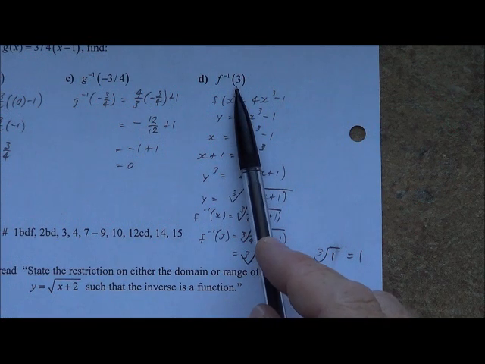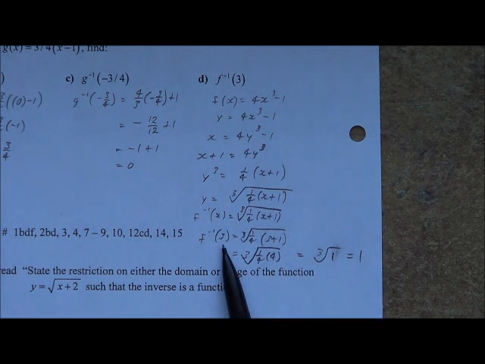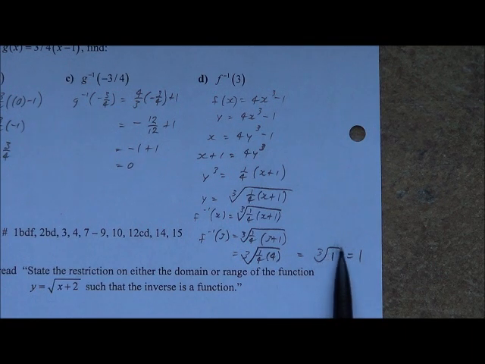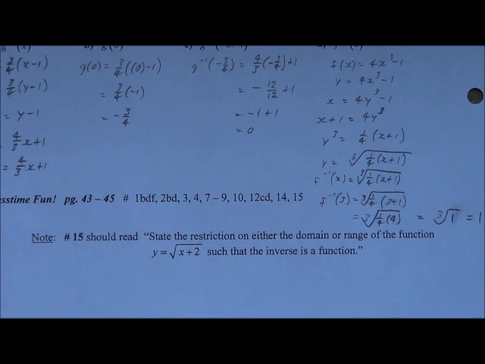Then if we want to find f inverse of 3, substitute in 3 for x. So we've got x as 3 here, 3 plus 1 is 4. 1/4 times 4 is just 1, and the cube root of 1 is 1. So that is the end of this lesson.